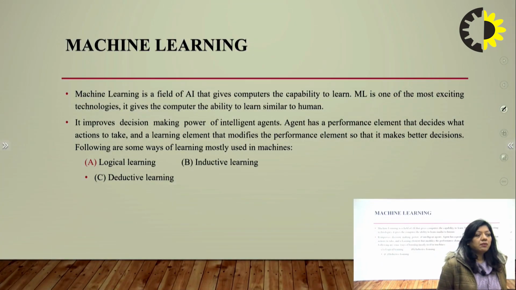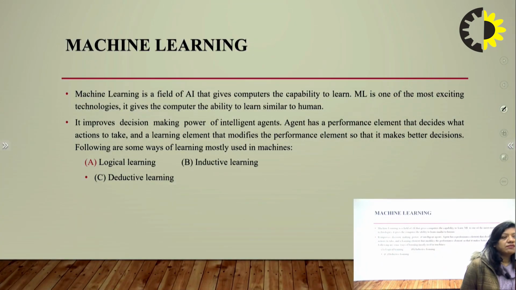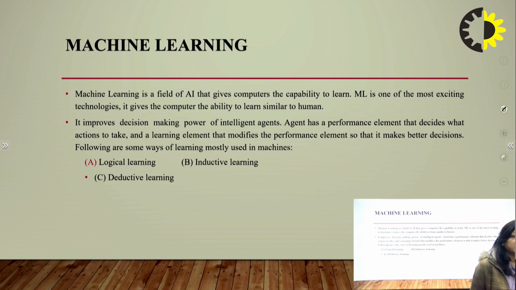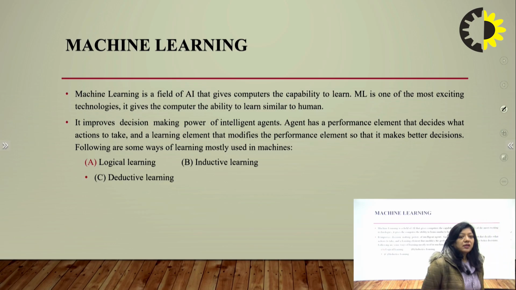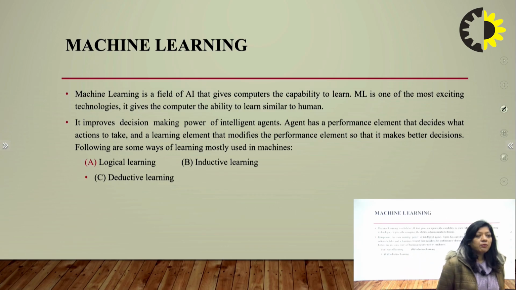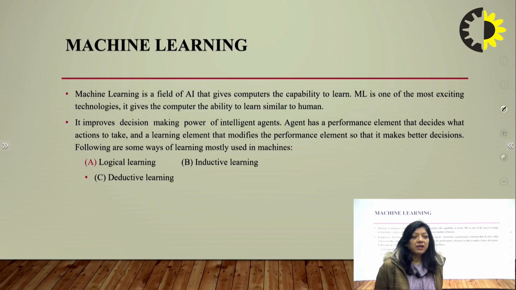Machine learning is a field of AI that gives computers the capability to learn. ML is one of the most exciting technologies right now. It gives the computer the ability to learn, similar to humans. Basically, it improves the decision-making power of intelligent agents. An agent has a performance element that decides what action to take, and a learning element that modifies the performance element so that it makes better decisions.